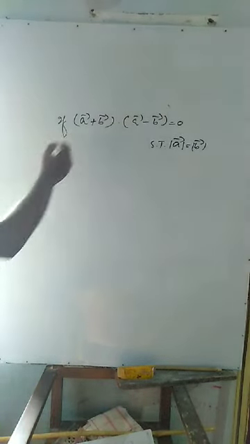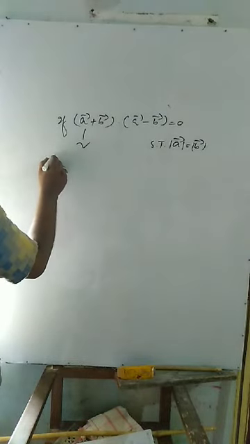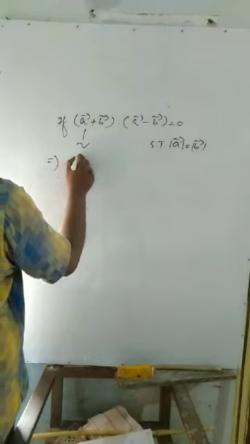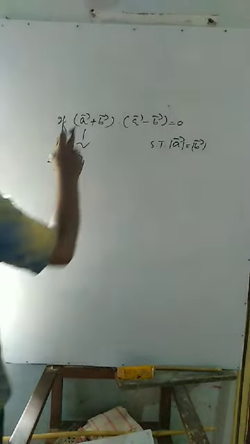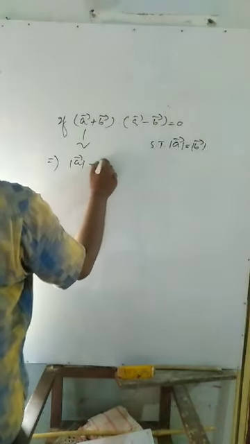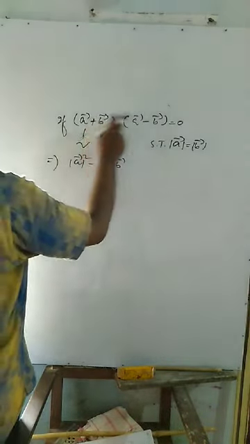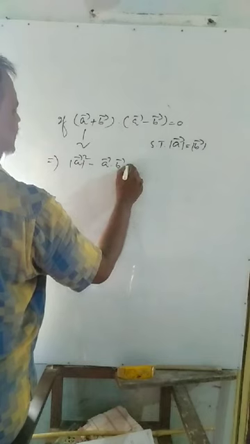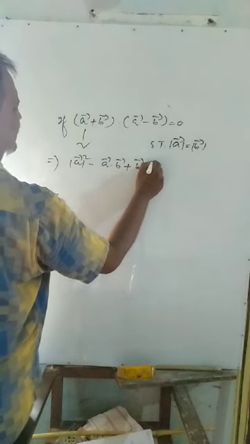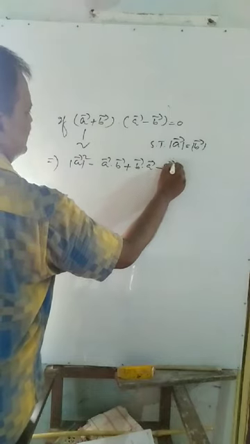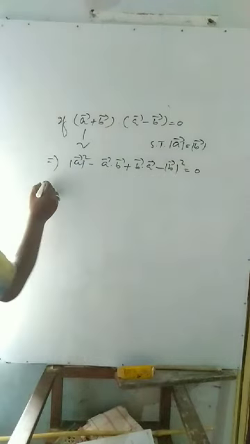Now look here, this is given. Simply multiply, then you get a dot a, that is a vector square, minus a dot b, plus b dot a, minus b dot b, that is minus b vector square, equal to 0.